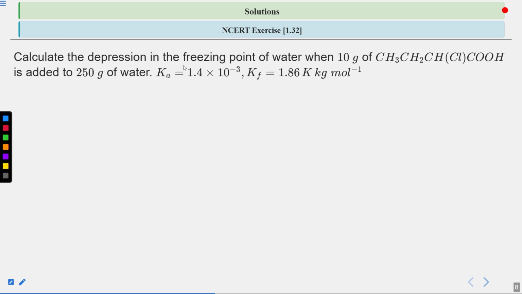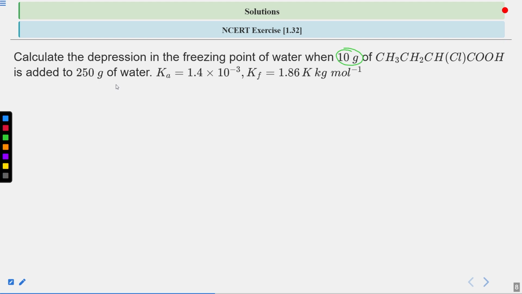Next question is, we have to calculate the depression in freezing point if 10 gram of this given compound is dissolved in 250 gram of water. So it is 1, 2, 3, 4 butanoic acid. It is 2-chlorobutanoic acid, right?